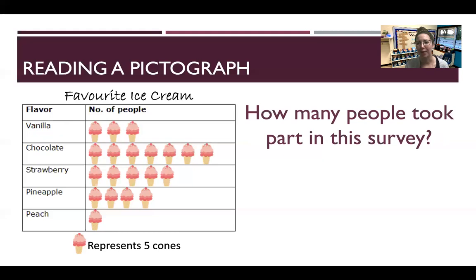So it is wondering how many people took part in this survey. So all it's asking us is how many ice cream cones are there altogether. We're counting up by 5s. See if you can put your finger on your screen and count up with me. We're going to go starting on vanilla. 5, 10, 15, 20, 25, 30, 35, 40, 45, 50, 55, 60, 65, 70, 75, 80, 85, 90, 95, 100. So altogether, 100 people took this survey, which is a lot.